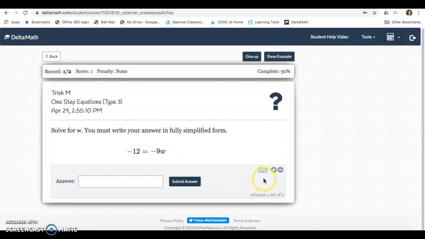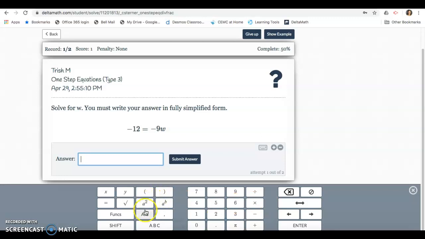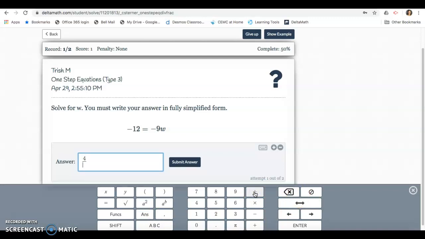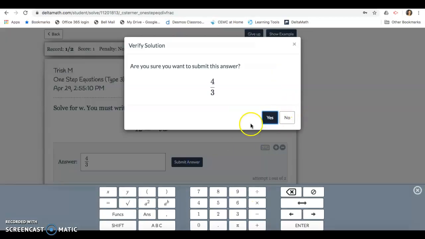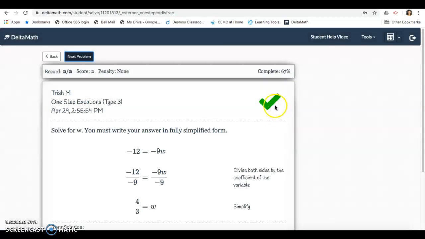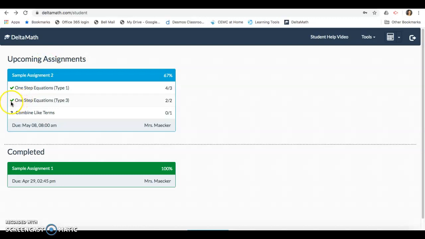Another thing I wanted to show you right here is this little keyboard. If you click that, you're going to get these symbols here. So another way of entering a fraction is to type the numerator 4, and then the divided by sign will make it into a fraction, and then 3. I'm going to submit my answer, and I got that correct. So now my record here is 2 out of 2. I've completed this section. I'm going to press back, and now there's a check mark beside the second section, okay?